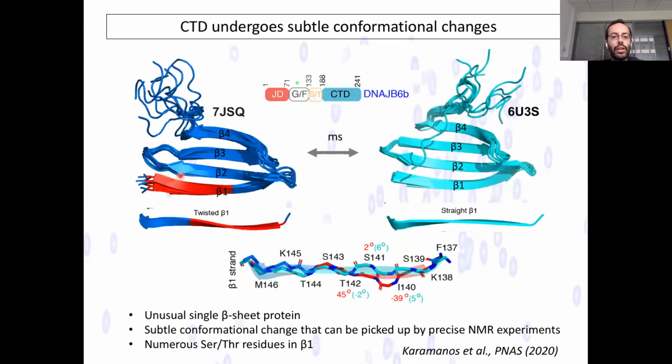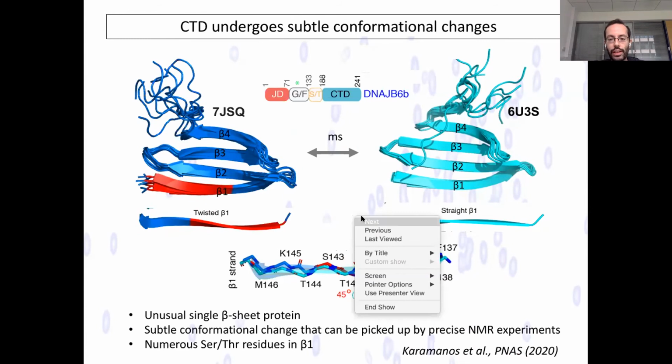So if we go back to our structure of the C-terminal domain, from our NMR data, we can see that it exists in two different conformations, which are shown here. They look pretty similar. Maybe this looks a little bit longer in this state. But if you look more closely at this end strand, the B1 strand is in a very twisted conformation here, and then it changes to a much more straight conformation in this state. You can see the backbone atoms here. This is a pretty subtle conformational change that we had to do some precise NMR experiments to pick up. You can read this in this paper.